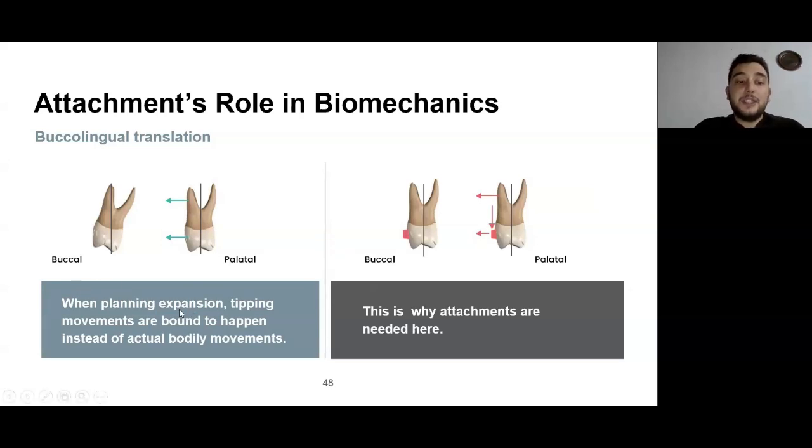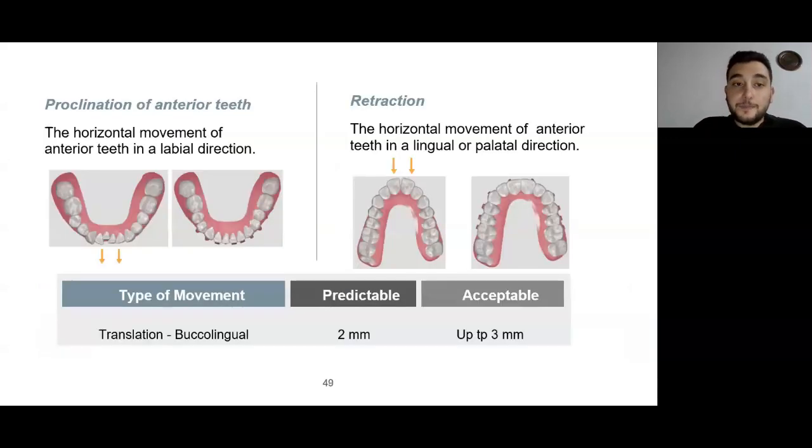So when planning expansion, the tipping that we already explained, because the forces are not passing through the center of resistance, is bound to happen. And when I'm planning bodily movement on this tooth on the left side, you're going to notice some flaring of the cusps is happening and the tooth is being tipped outside. This is why attachments are needed. So here we have horizontal rectangular beveled attachments, and the aligner is going to apply a vertical force on this attachment that is going to counteract the tipping side effect. And we're going to ensure that we get bodily buccolingual translation to do our expansion correctly.